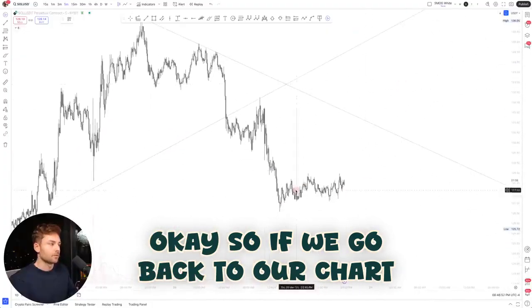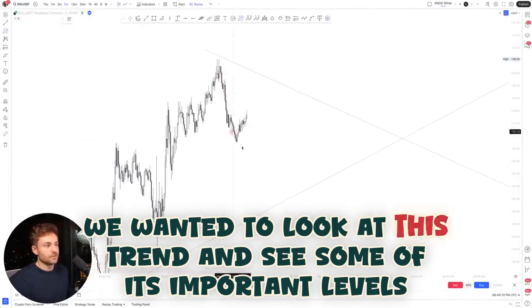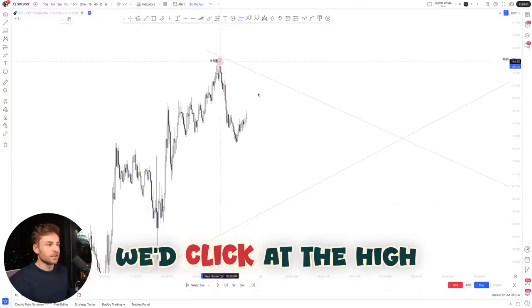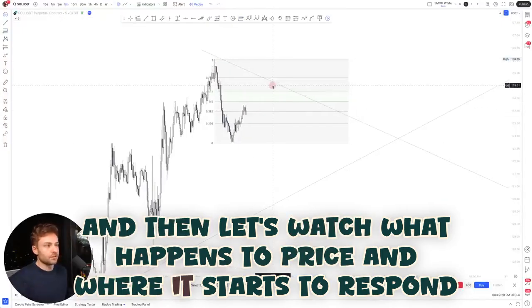Okay, so if we go back to our chart, we know we have an uptrend and a downtrend. So say, for example, we wanted to look at this trend and see some of its important levels. We'd click at the high and then go over to the low. And then let's watch what happens to price and where it starts to respond.